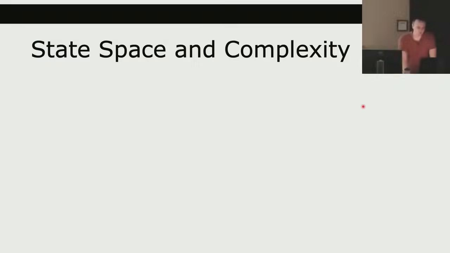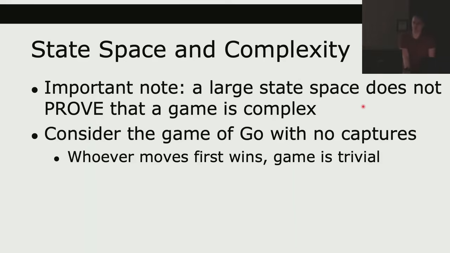So state space complexity, action space complexity, game tree complexity, it's a way to say you can't trivially solve it by enumeration, but you may be able to solve it via other ways.